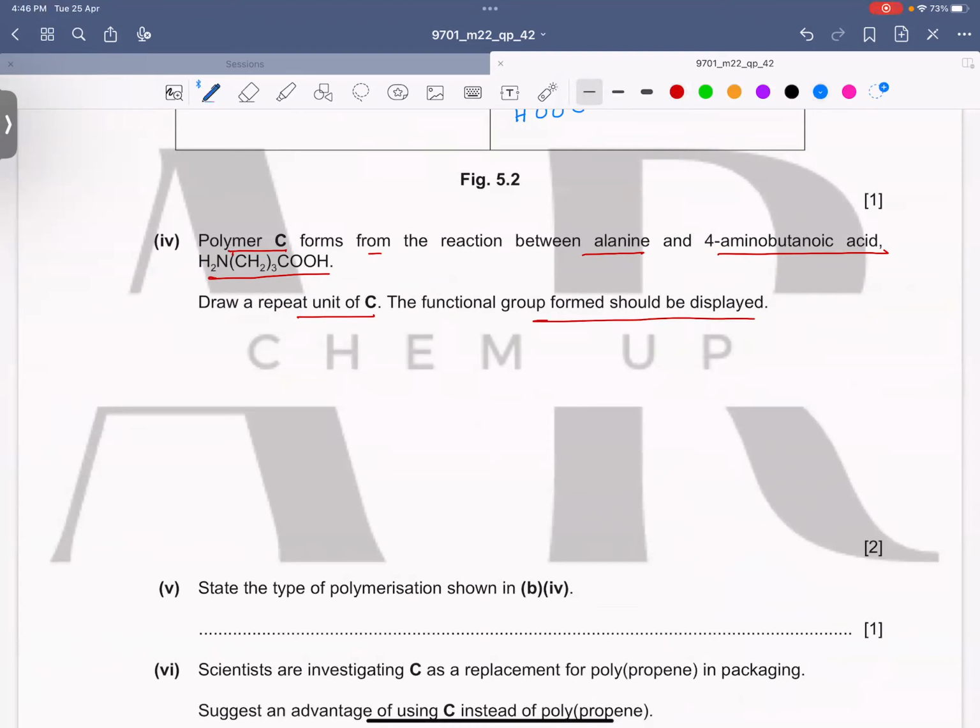So if I draw alanine over here, for example, alanine has a carboxylic acid on one end. On the other end, it has an NH2, and on one side H and on the other side CH3. That is alanine.